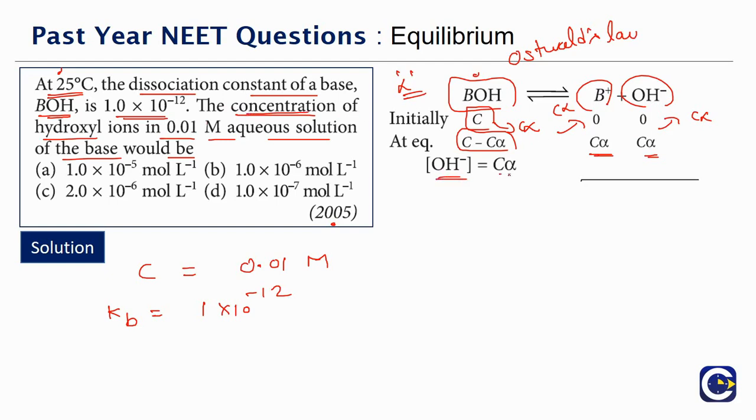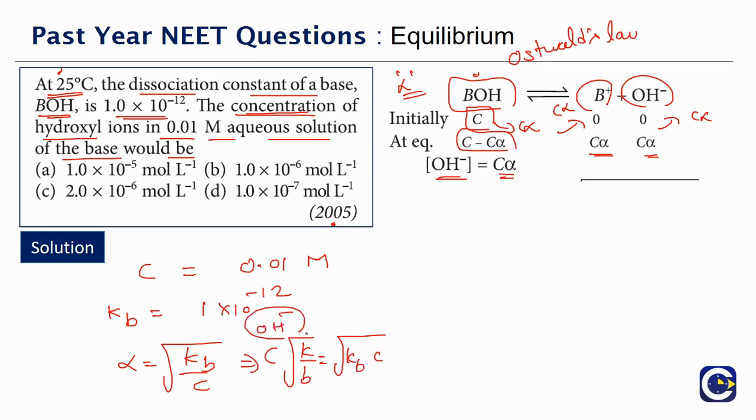So concentration of OH minus is what? C alpha. And as per the Ostwald's dilution law formula, we are not deriving it, because in some of the previous problems we already derived it. So alpha will be equal to what? Root of Kb by C. Which means OH minus is C into alpha, which will be equal to C into root of Kb by C, which will be equal to root of Kb into C. So this is the OH minus concentration.